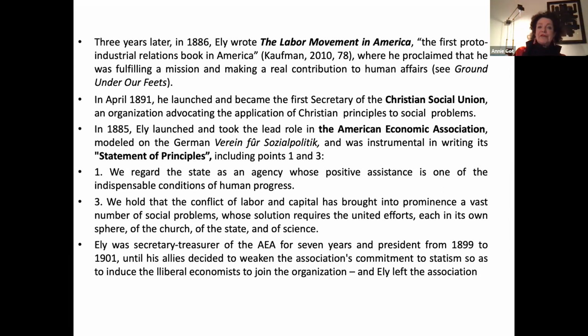In 1885, he launches and takes the lead role in the American Economic Association. We all know that. What is more important is that he definitely insists upon the fact that the model is the German Verein für Sozialpolitik, and the statement of principles, which will be removed a few years later, includes points 1 and 3. We regard the state as an agency whose positive assistance is one of the indispensable conditions of human progress. We hold that the conflict of labor and capital has brought into prominence a number of social problems whose solution requires the united efforts of the church, the state, and science.